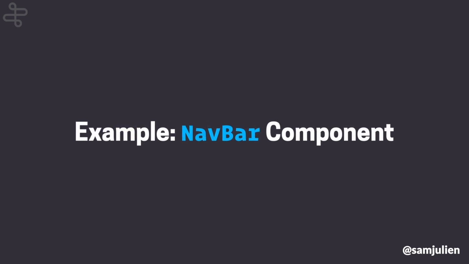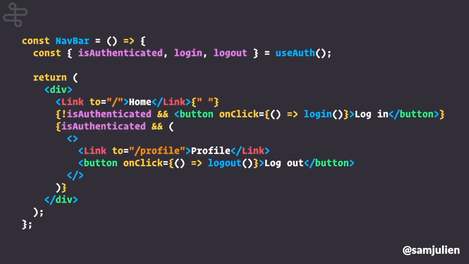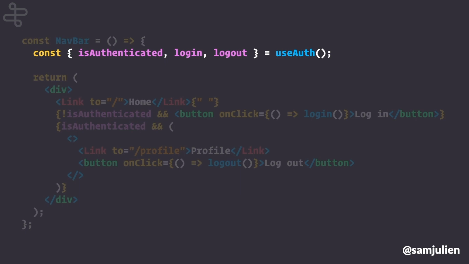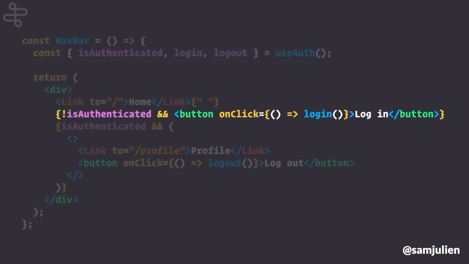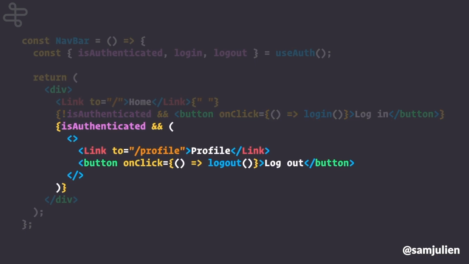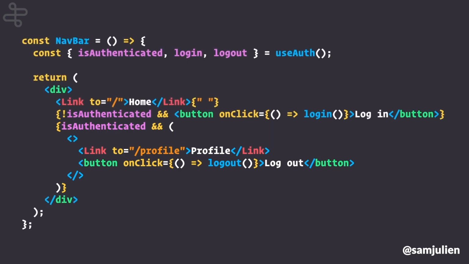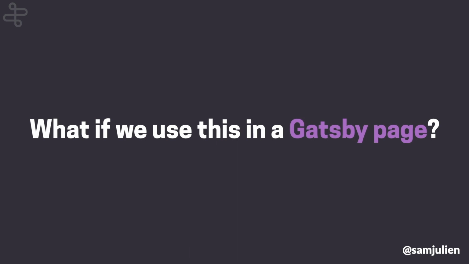Let's look at an example to understand why. Let's say you have a navbar component, okay? So this navbar component uses our useAuth hook. We go get isAuthenticated, login, and logout, and then we check if we're authenticated, and if we're not, we'll display the login button in the navbar. If we are, then we'll go ahead and display a link to the profile and a logout button. Seems straightforward enough. But what happens if we use this in a Gatsby page?